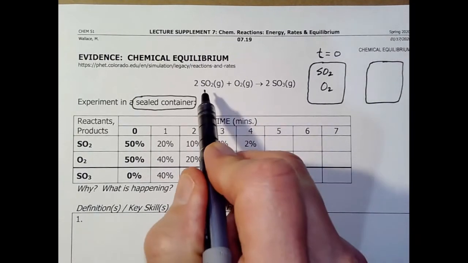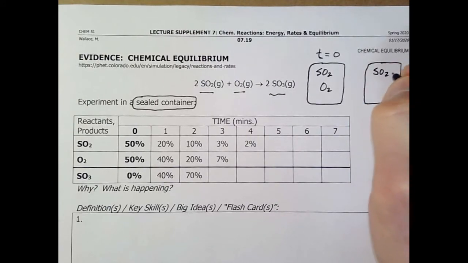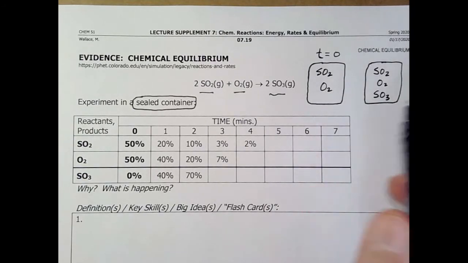Well, initially I've got SO2 and O2. That's all that's in there. But once the reaction starts to happen, I'm getting some SO3. So later I've got SO2, O2, and SO3. So initially, let them react. The reactants start to form the product.